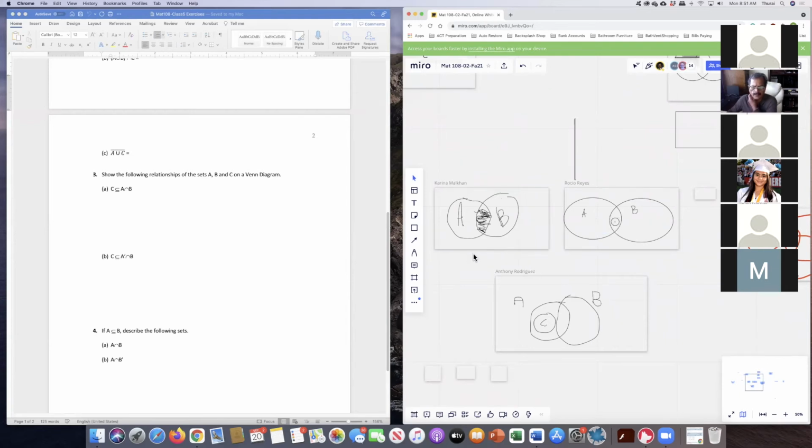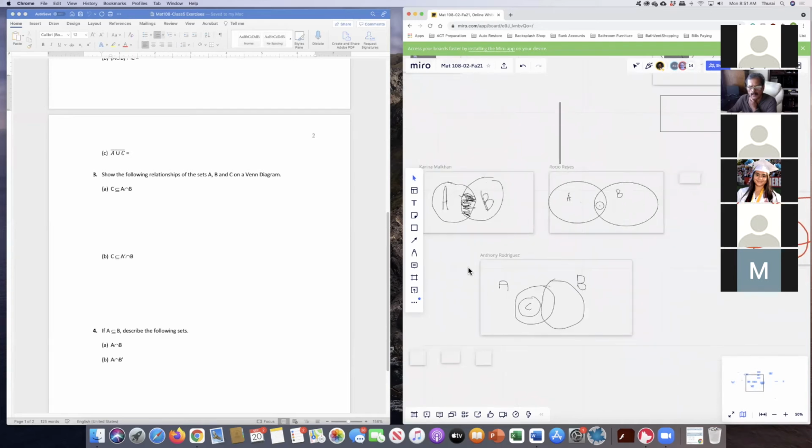Karina, you shaded the intersection. That picture only shows the intersection. That's not correct. Anthony Rodriguez, your picture illustrates the fact that C is a subset of A. That's all it says. C is a subset of A, which is not the fact we are trying to represent.